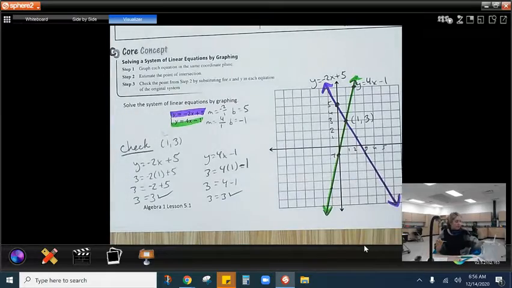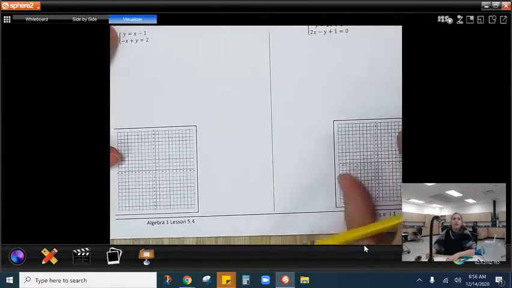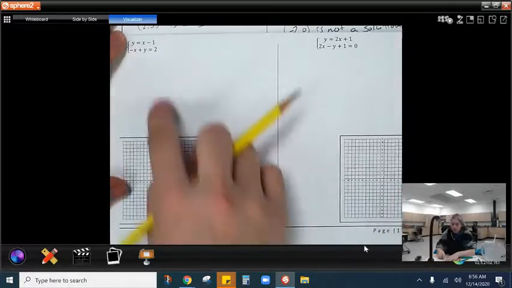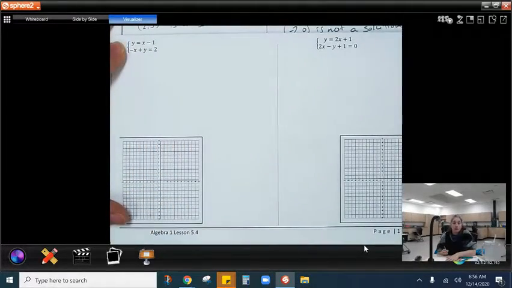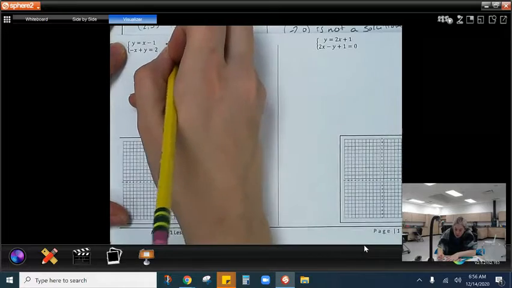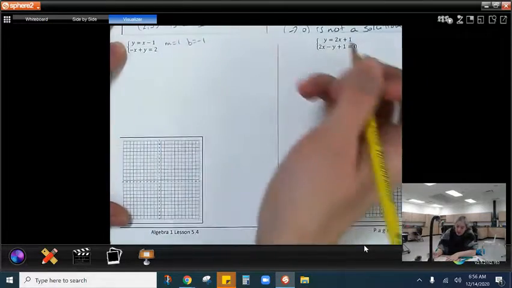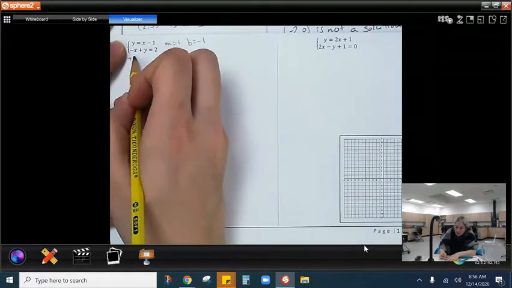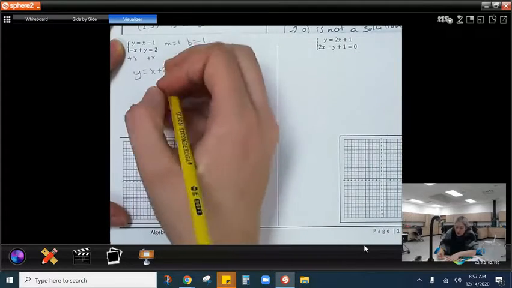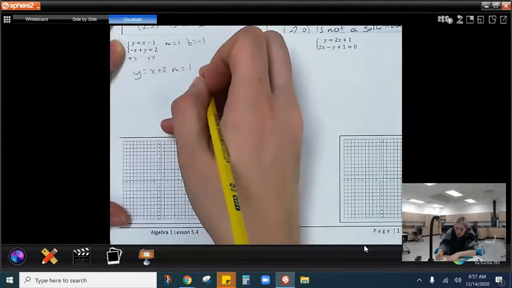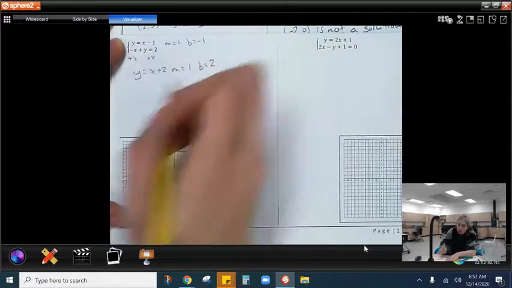All right, let's check out 2 more graphs. For this one right here, we already have y equals x minus 1, so it's in slope-intercept form. Our slope is 1, and our y-intercept is negative 1. For this one, I actually have to solve it, so I need to add x on both sides. So we get y equals x plus 2. And now we know our slope is 1, and our y-intercept is 2.